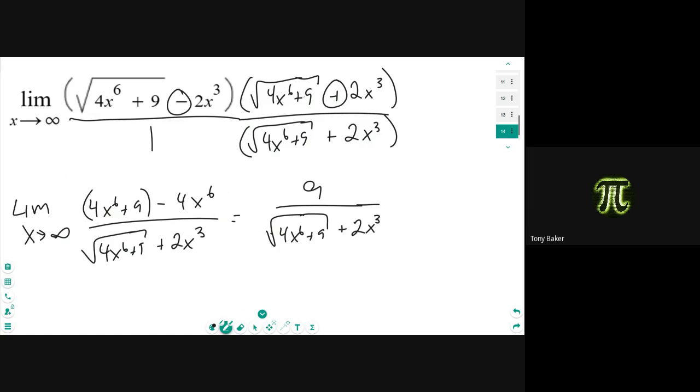All right, so now I have 9 on the top. And if I plugged infinity into the bottom, what do I get? I get infinity plus infinity, right? No matter what goes there, it's always infinity. So I get 9 over infinity, which would be 0, which is the answer. So 0 was the answer.